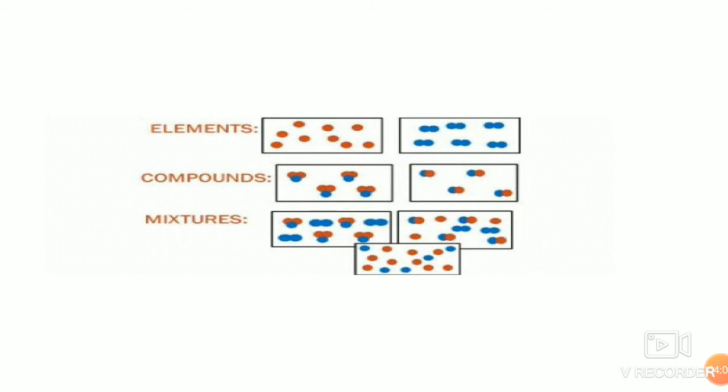Coming on to the third category, it is mixtures. Now see mixtures, the first box resembles no ratio. Second box again no ratio. Third box again no ratio. That means when two or more pure substances, be it elements, be it compounds, are mixed together in any ratio, here we do not go by a fixed ratio, right? We go by any ratio. This is called a mixture.